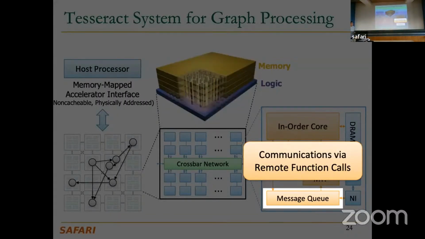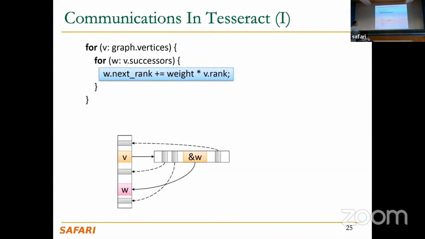So this message queue allows these in-order cores, these different cores, to communicate via remote function calls. And they are used for very good purposes. They are used to offload some computation from one core to another core, whenever one core needs to access data that resides in another vault. That's going to be very efficient for this type of workloads and in this kind of system in particular.